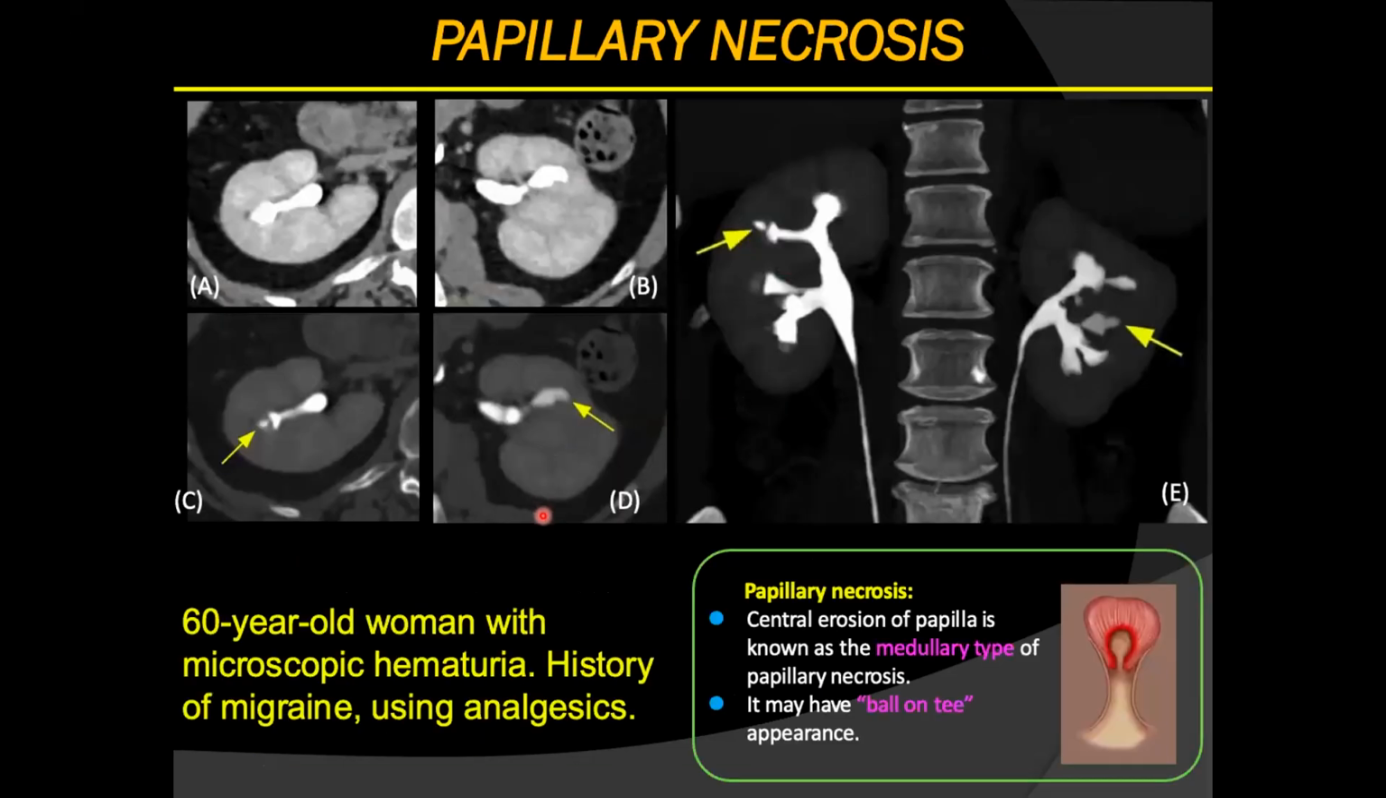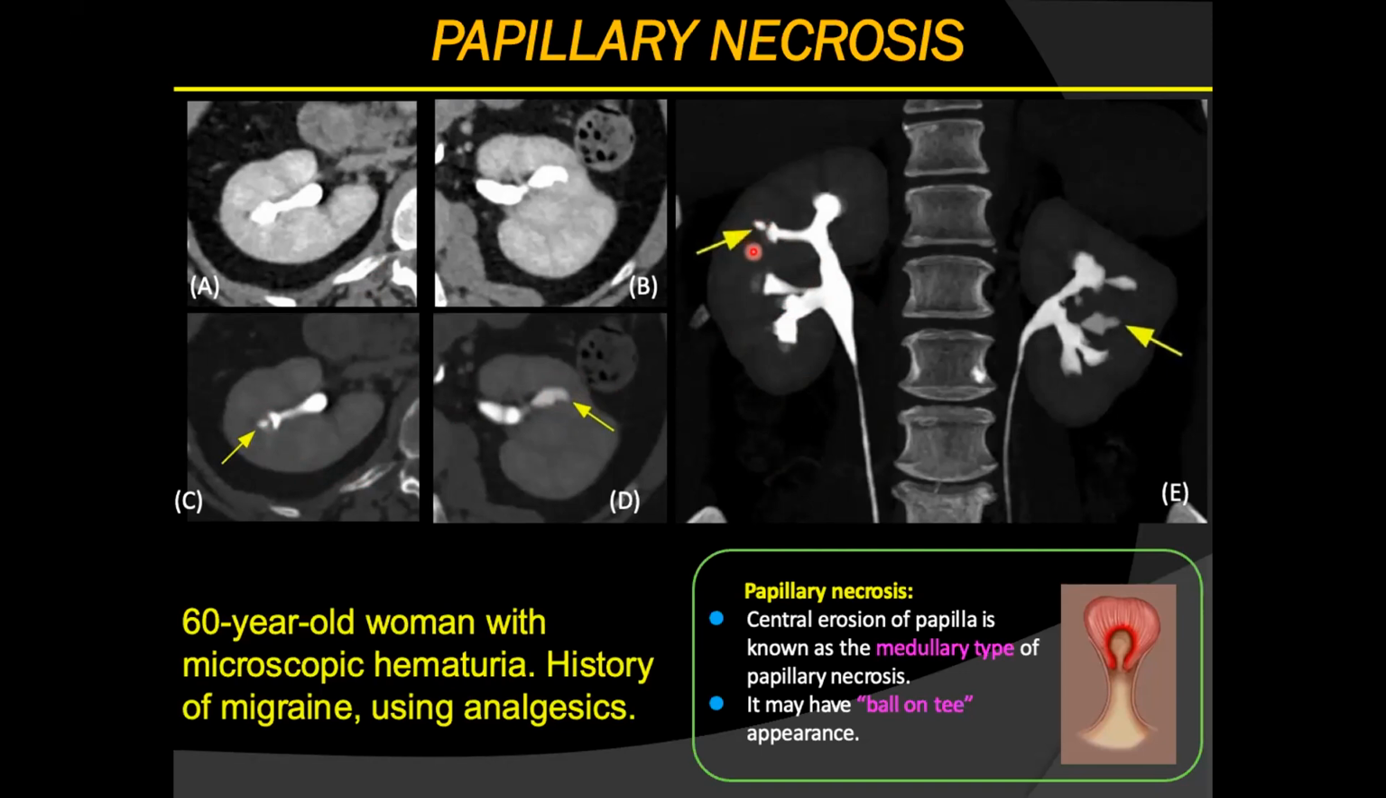Now, this is a case of a 60-year-old woman with microscopic hematuria. She had a history of migraine, using analgesics for a long period of time. What you can see are again excretory phase images in soft tissue window. These are wide window images, and these are coronal MIP images. These are showing small extracalyceal collections out here. If you can appreciate this, these are small extracalyceal collections of contrast material in the region of the papilla.